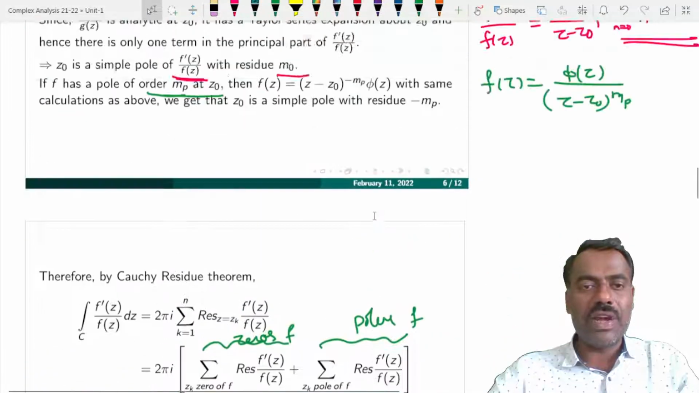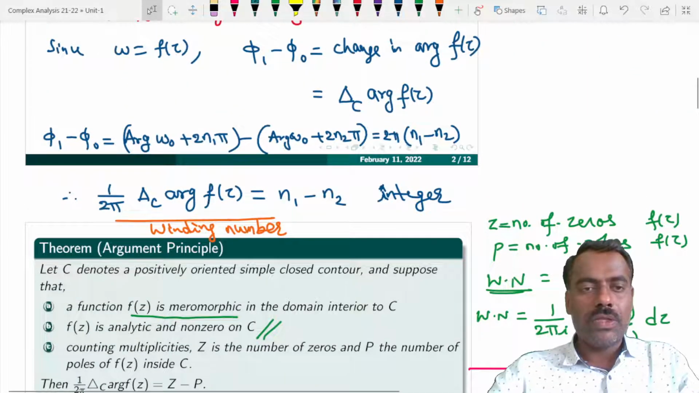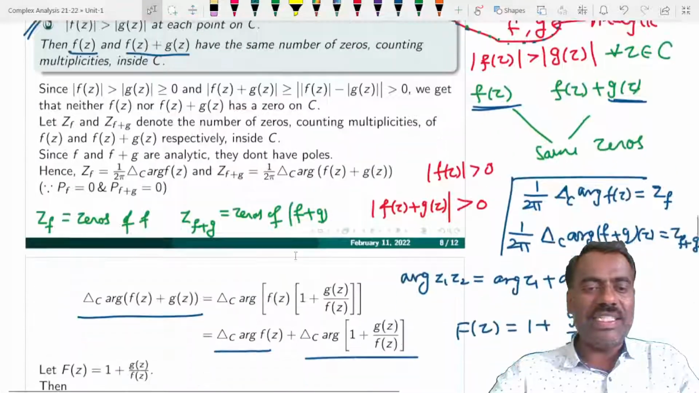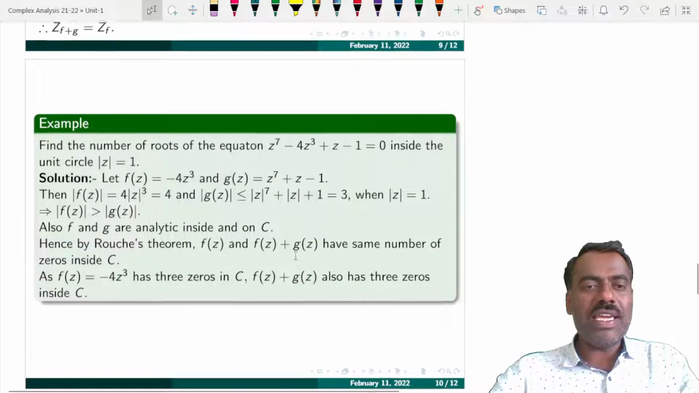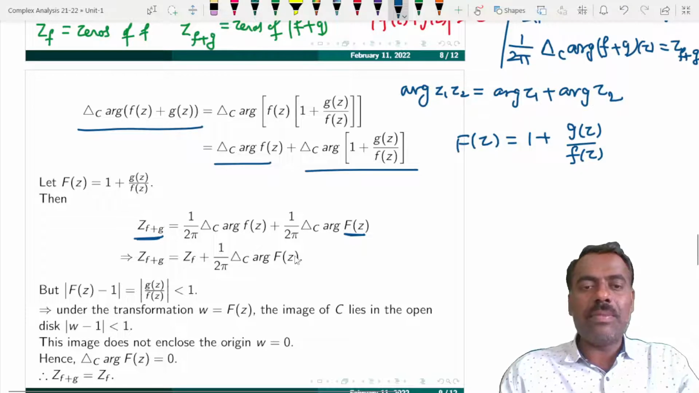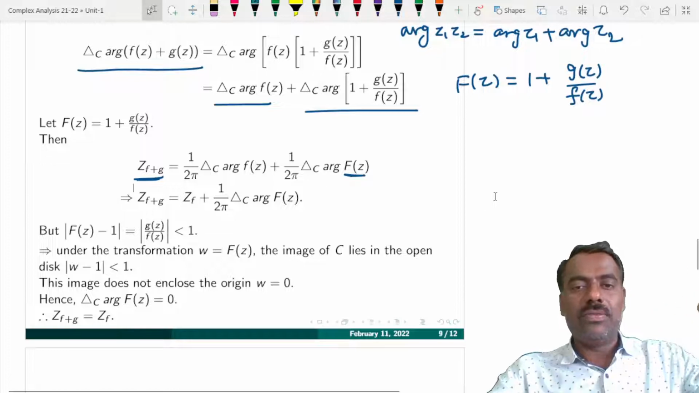See, what is our winding number when we started discussing here? This is nothing but 1 by 2 pi, whatever we are calling winding number. So therefore zeros of f plus g is nothing but winding number of f, okay, plus winding number of this capital F, right? Now, what is this capital F of z? Argument of this capital F of z.